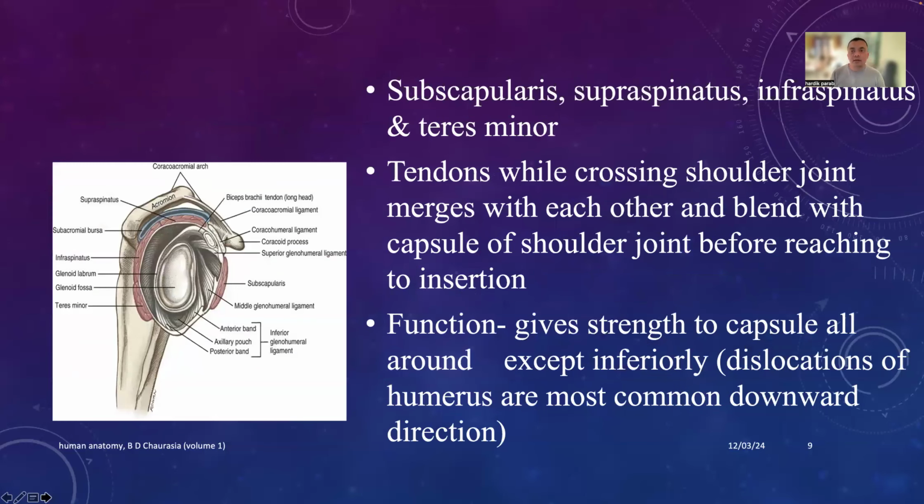Subscapularis, supraspinatus, infraspinatus, teres minor. These are the four muscles which make the rotator cuff. Tendons, while crossing the shoulder joint, will merge with each other. All those tendons will merge with each other. They will blend with the capsule of the shoulder joint, and then they will insert. So again, they are mixing with each other, then they are mixing with the capsule, and then they are inserted at their respective places. Function: it gives strength to the capsule all around except inferiorly.